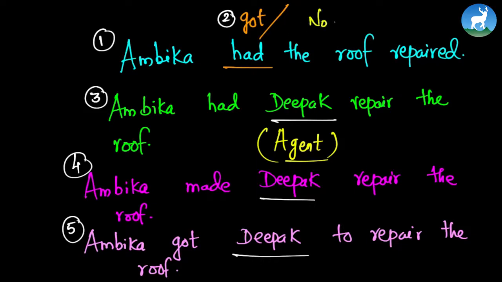In the first 2 examples, there is no agent. But in the latter 3 examples, there is the agent, Deepak. So if we arrange for somebody else to do something, we use causative verbs like have, get, and make. I guess you know that because we just studied about 6 different kinds of causative verbs, right?